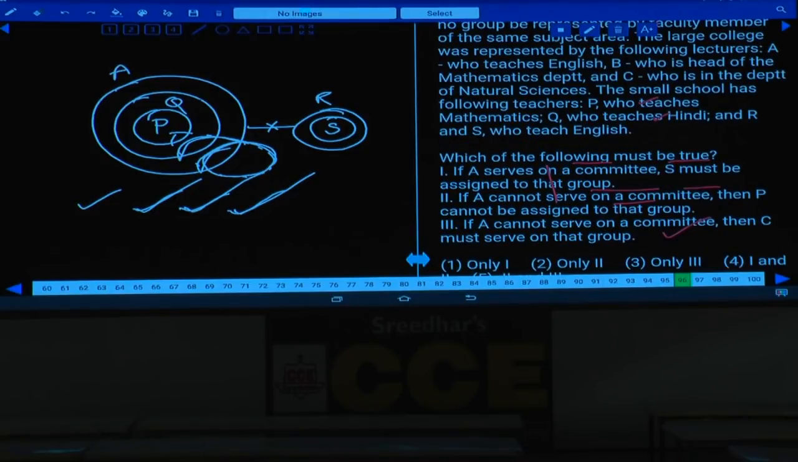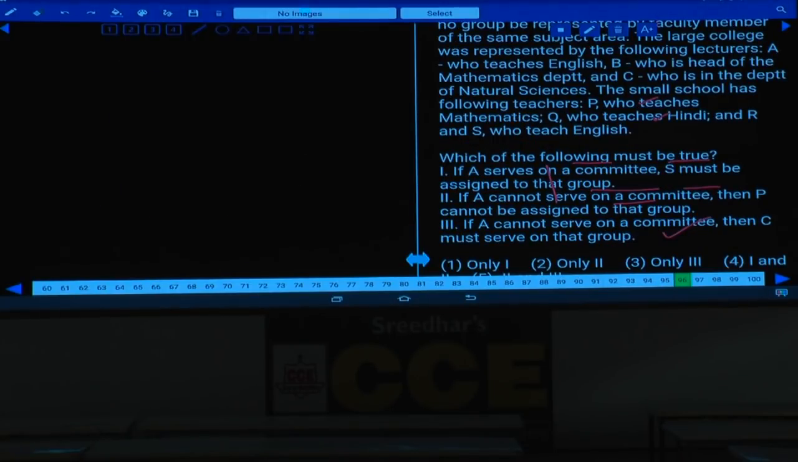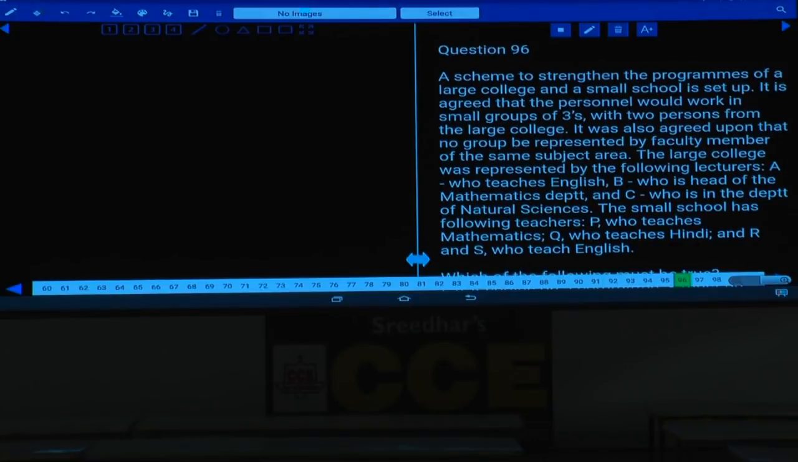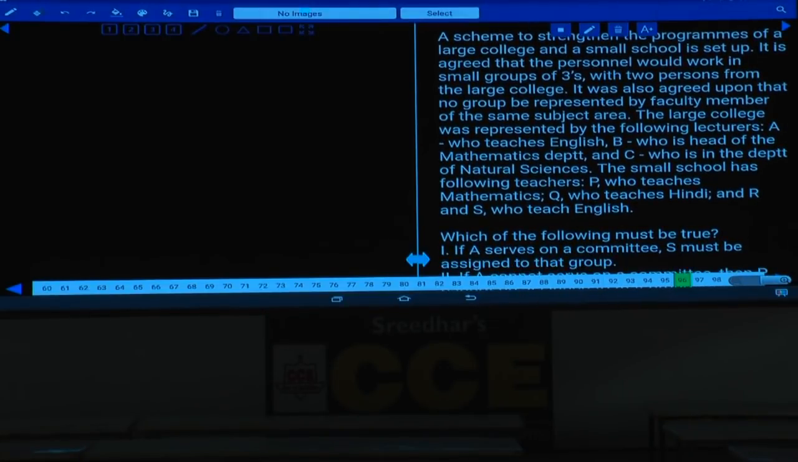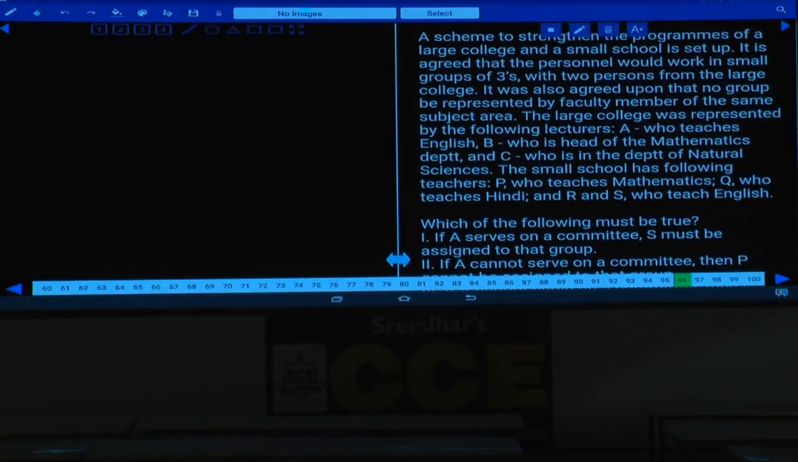And this is about question numbers 91 to 95, syllogisms. Then coming to 96 to 100. Now in this one, what is the information given here? 96 to 100. A scheme to strengthen the program of a large college and a small school is set up. It is agreed that the personnel would work in small groups of 3 persons. Okay? And each group consisting of how many persons? Each group should consist of exactly 3 members, with 2 persons from the large college and 1 from the small college.